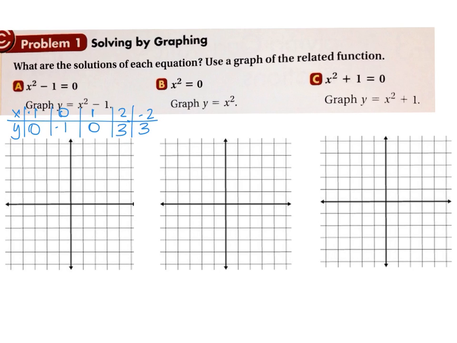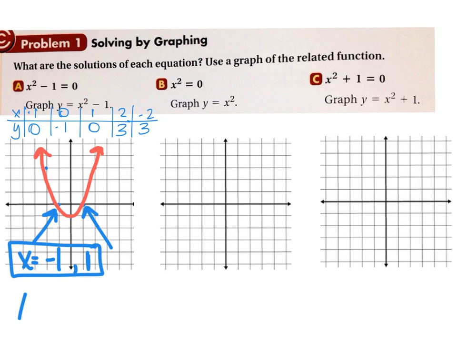So graph the first point, -1, 0. Graph the second point, 0, -1. 1, 0. 2, 3. -2, 3. And then I have my curve, which you expect to have whenever you graph a quadratic. Now the points where your graph crosses the x-axis are your solutions. So x is -1 or +1. Your x-intercepts are your solutions.